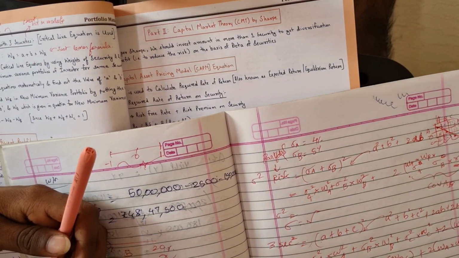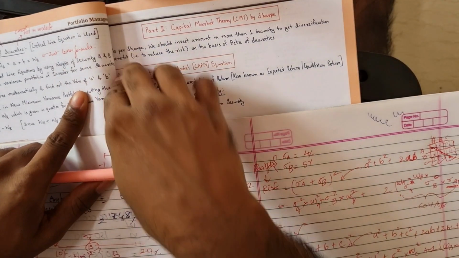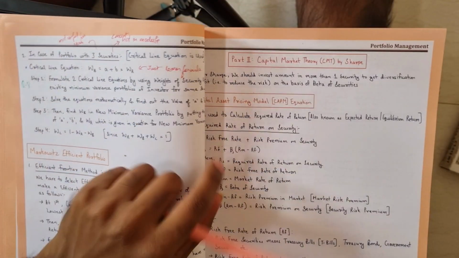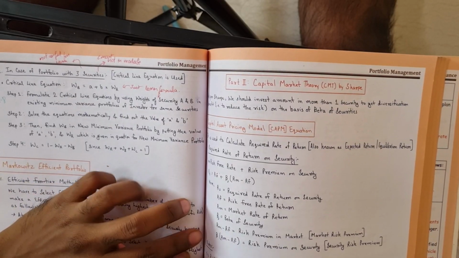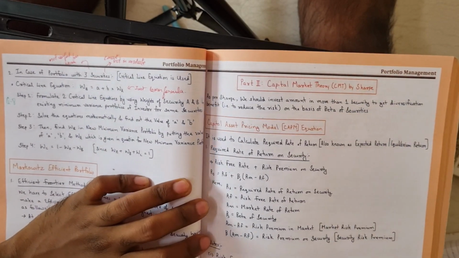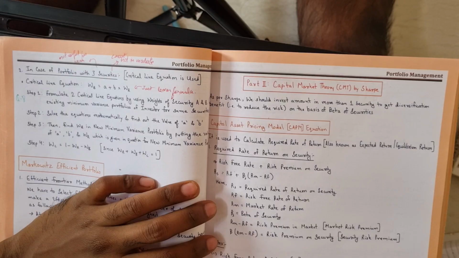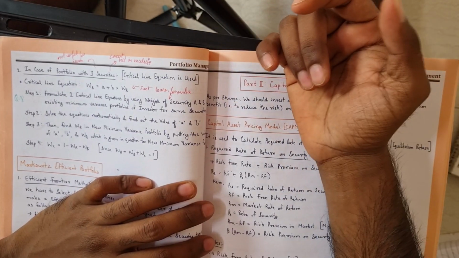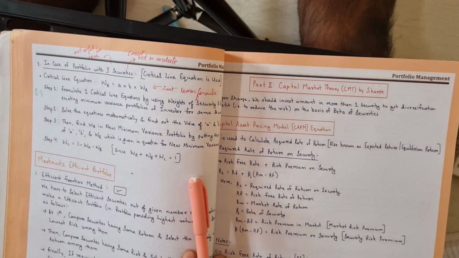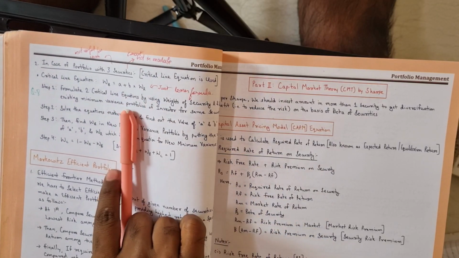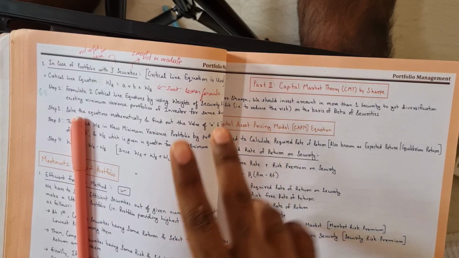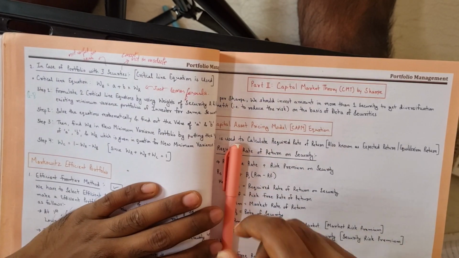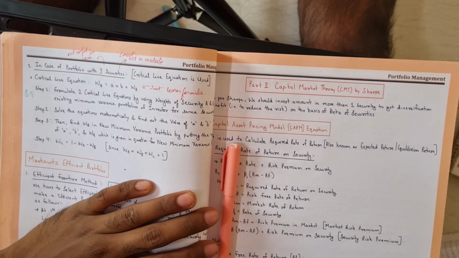So in 3 securities, how will we find it? First step is to formulate 2 critical line equations by using weights of security A and B in existing minimum variance portfolio of investor for the same securities, okay. So in question they would have given the weights of securities A and B, okay, how much they have invested in it, already. So what we need to do, we just need to put their weights simply, weight of security A and B, okay, just for 2 securities. In each security we put, okay. Let's suppose there are 2 portfolios, we put 2 values in each of them, okay.